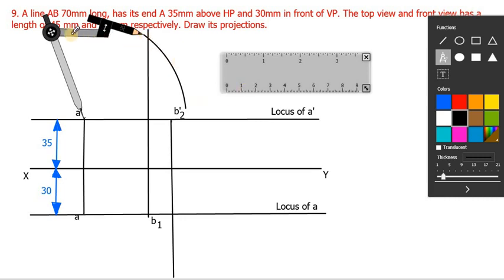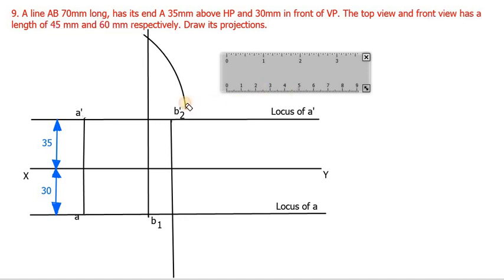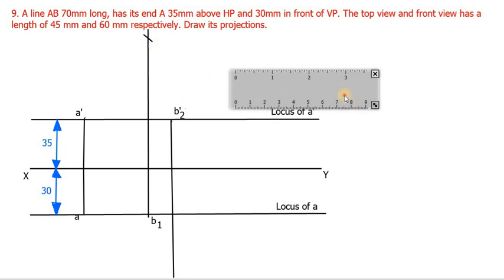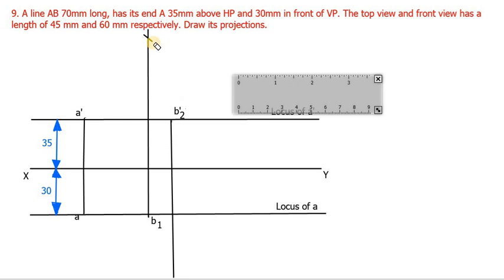Since I am using software, I couldn't rotate the compass in such a way, so I am going to erase that extra line. While using a manual compass, it is enough to cut a small arc at this extension of the B1 line. Okay, so this point can be called B1 dash. Since we have mentioned B1 here, the extension can be marked as B1 dash.